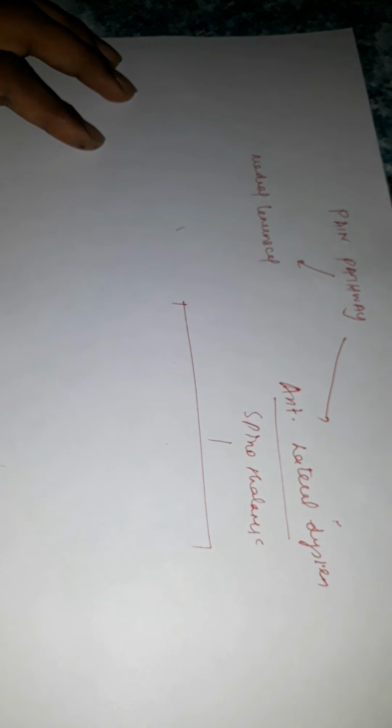Today we're going to look at the pain pathway. As we all know, pain is a protective reflex in our body, and pain can be of the sensory system. Basically, it can be of two types: the medial lemniscal or the anterolateral system. Today we are going to look at the anterolateral system in depth.